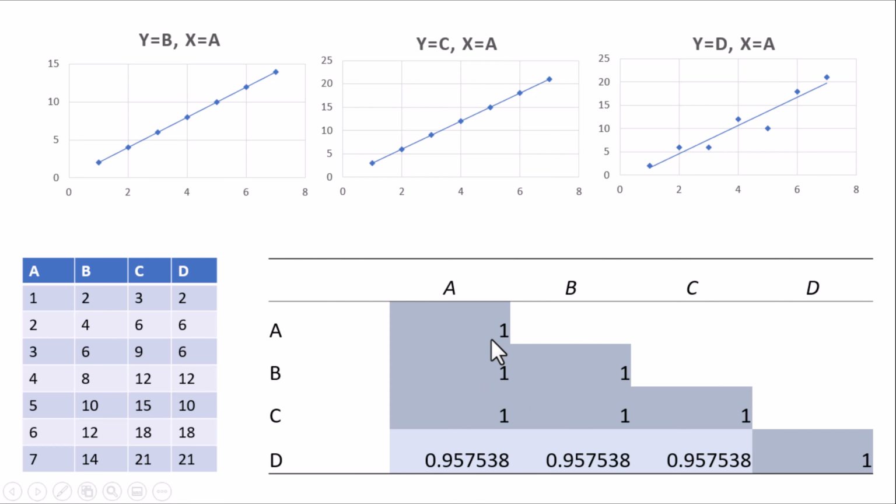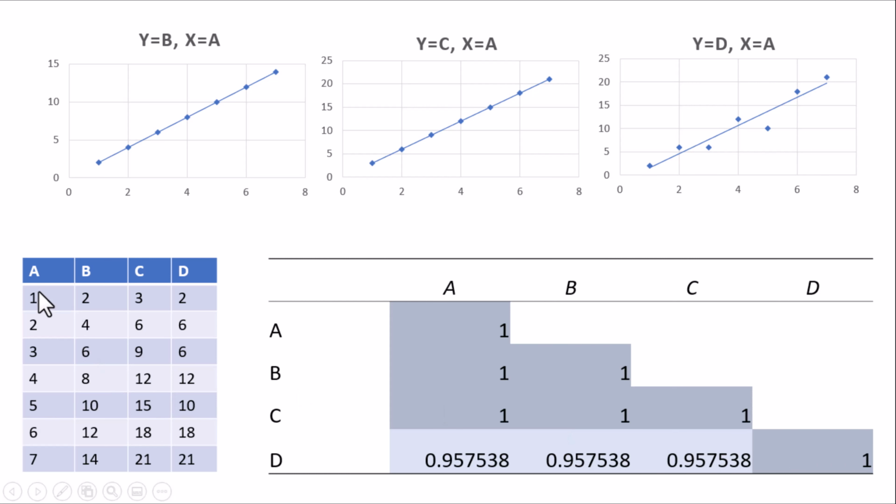One thing you will notice with all correlation matrices is that when you look at A on both the row and column, you see that the correlation between them is 1. If you look at B and B, you see that the correlation is 1. C and C, you see that it is 1. Then D and D, you see it is 1, because the correlation between a data set and itself is always 1.